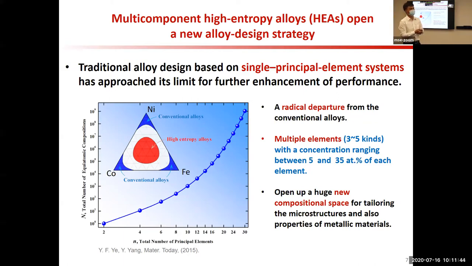So from the composition point of view, we can see the high entropy alloy shows a radical departure from that of the conventional material. Basically, the high entropy alloy contains multiple elements, typically 3 to 5 kinds of elements, with a concentration ranging between 5 to 35 atomic percent of each element. In this way, we believe the high entropy alloy opens a huge new composition space that can be used to tailor the microstructure and also the properties of the metallic material. It actually means a new possibility of material design.